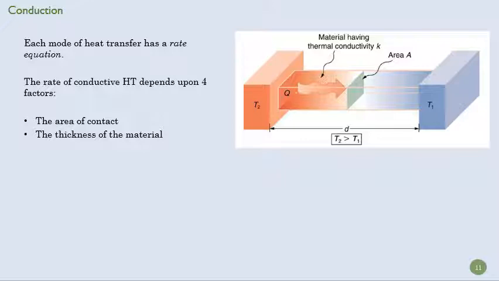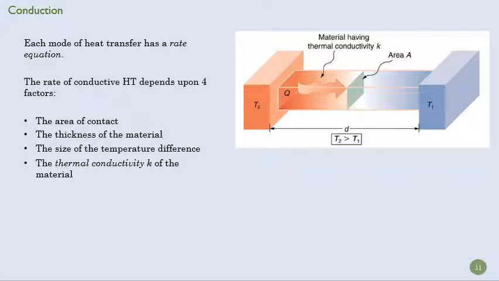The thickness of the material matters too, right? The thickness from here to here. The longer that distance d is, the less heat transfer you're going to get, right? So essentially, if your T1 is close to your T2, it's going to move heat quickly. If they're far away, less quickly. The size of the temperature difference makes a big difference. So if T2 is much different than T1, you'll get a big rate of heat transfer.